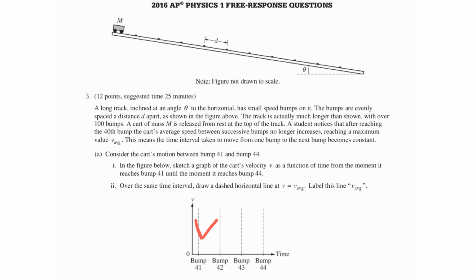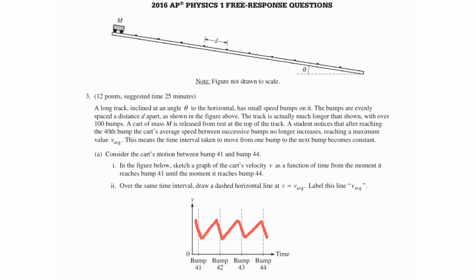When I approach the next bump, my velocity should decrease by the same amount, and then once again in between the 2 bumps, my velocity increases again. When I get to the 43rd bump, my velocity decreases, and then once again my velocity increases as I approach bump number 44, where once again the velocity should drop back down. So since A1 said to sketch the velocity as a function of time from when it reaches bump 41 until it reaches bump 44, I think that this line does a good job of that.